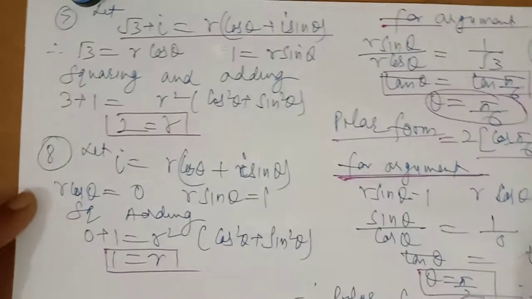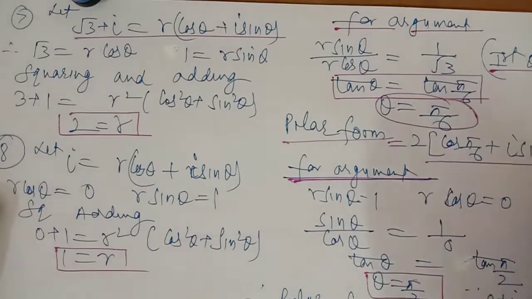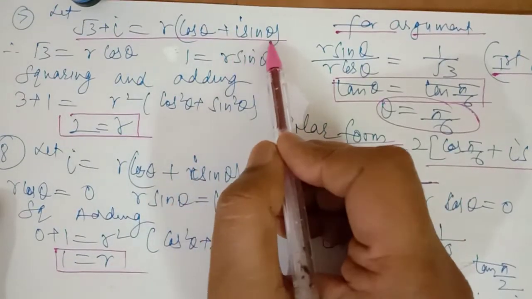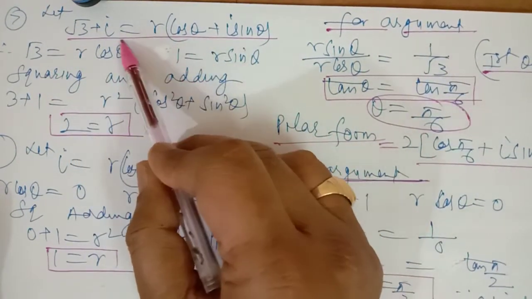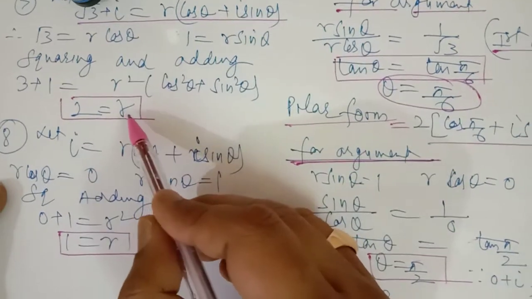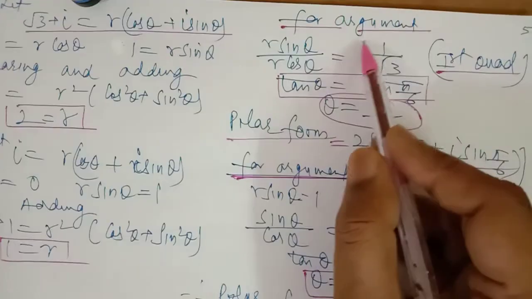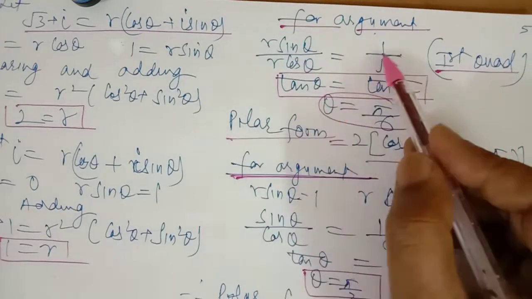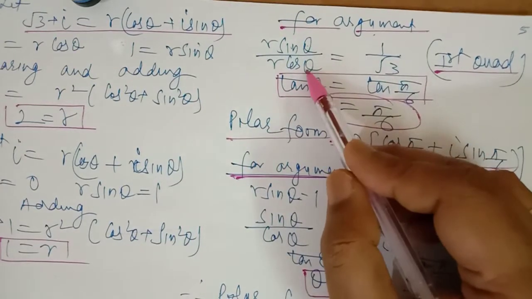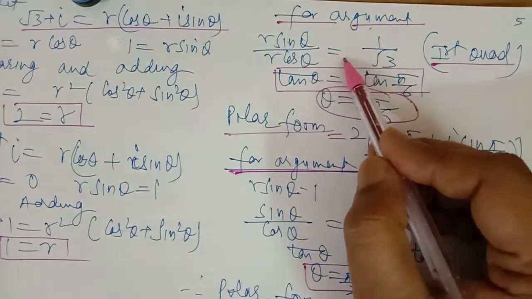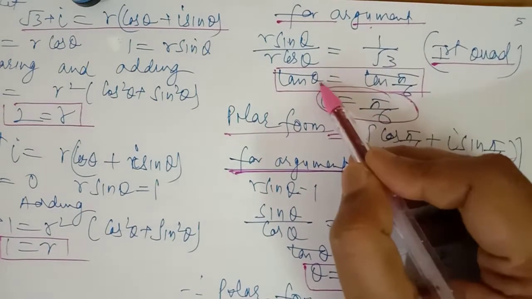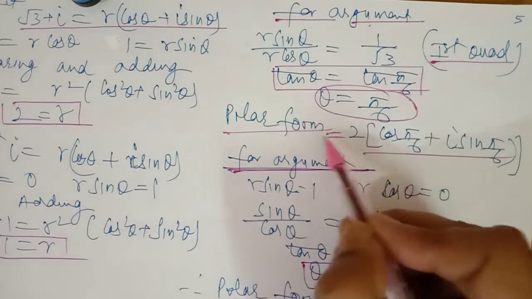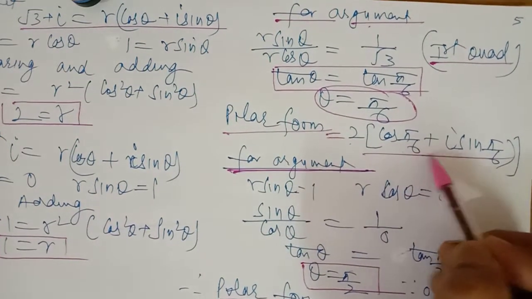We'll discuss the remaining question, that is question number 7. We have √3 plus i. As usual, put it equal to r(cos theta plus i sin theta). r cos theta is the real part, r sin theta is equal to 1, the imaginary part. Squaring and adding, you are getting r is equal to 2. For the principal argument, you divide both the equations. We are getting 1 upon √3, because sin theta and cos theta are both positive, so it will lie in the first quadrant. So 1 upon √3 is tan 30. So the principal argument will be pi by 6.